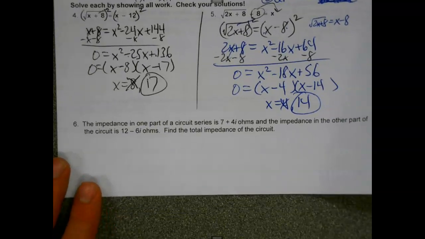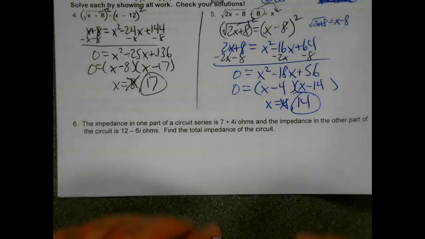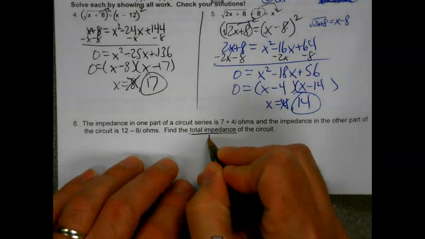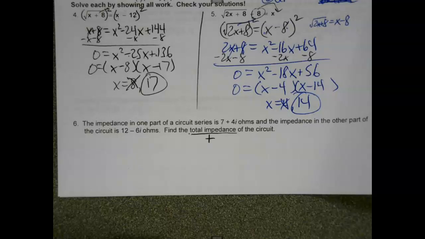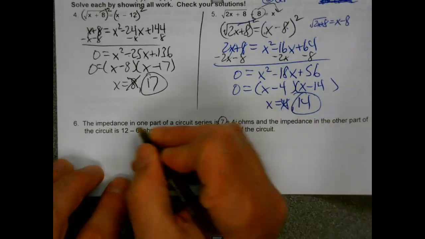The impedance in one part of a circuit is this many ohms. The impedance in the other part. Find the total impedance. Don't make this fancy. Total is just another word for sum, which is another word for add. You're just combining like terms.